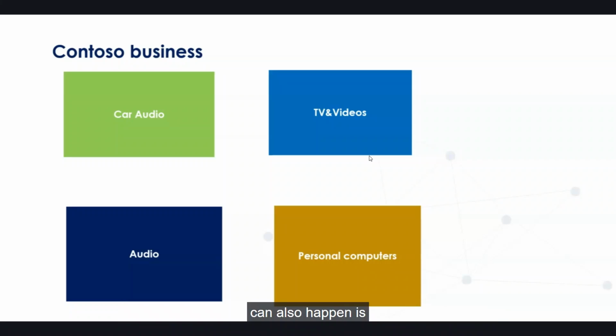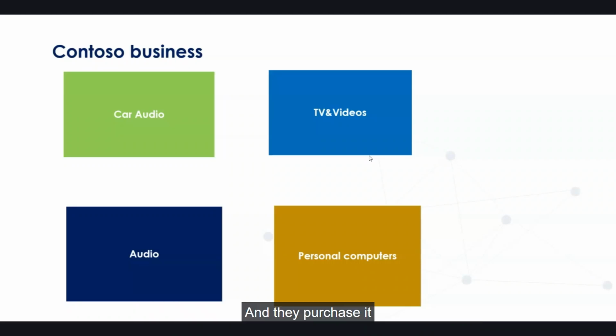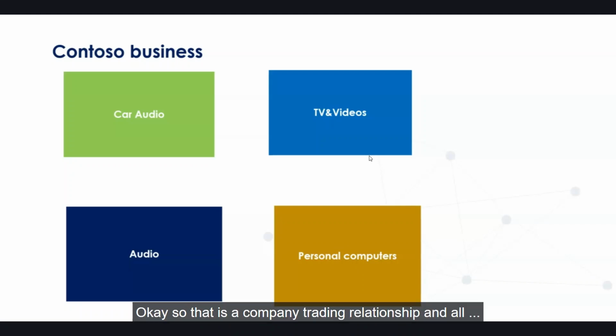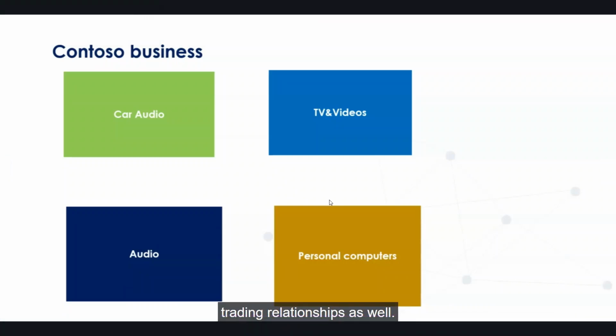Sometimes they also get these items produced in the Indian subsidiary, and they purchase them from the Indian subsidiary to the US subsidiary. Okay, so that is an intercompany trading relationship and all that. That is the reason it is very important that all these sibling companies, you call them sibling companies because they're siblings, right? All these sibling companies must exist within the same application, within the same instance. By doing this, it is easy for the companies to manage the intercompany trading relationships as well, right?